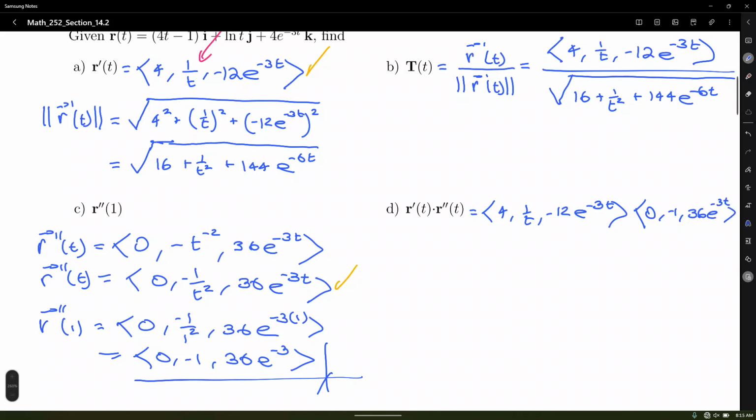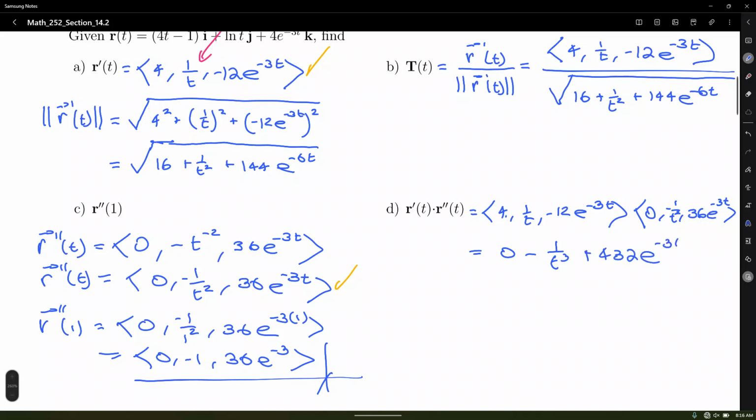Well, dot product between two vectors: x components with x components, 4 times 0, that's simply 0. 1 over t times negative 1 over t squared, that's negative 1 over t cubed. So that's 0 minus 1 over t cubed. Minus times a positive big number, is that 432?